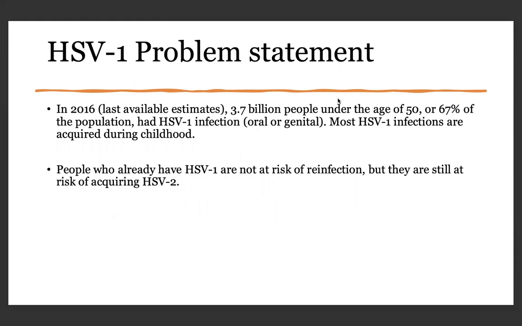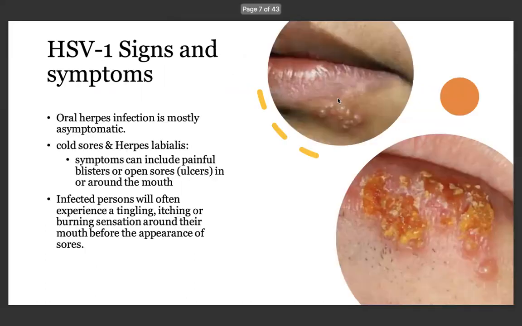HSV1 problem statement. In 2016, 3.7 billion people under the age of 50, or 67% of the population, had HSV1 infection. Most HSV1 infections are acquired during childhood. People who already have HSV1 are not at risk of reinfection, but they are still at risk of acquiring HSV2.